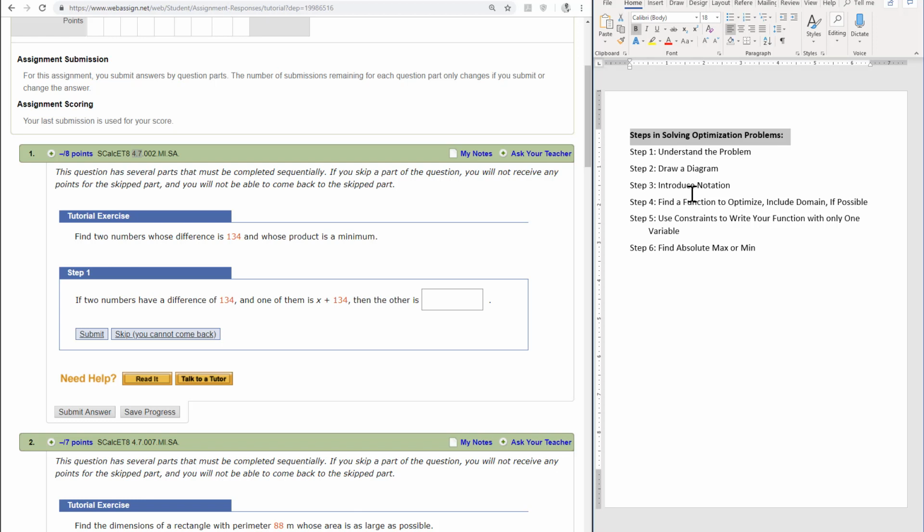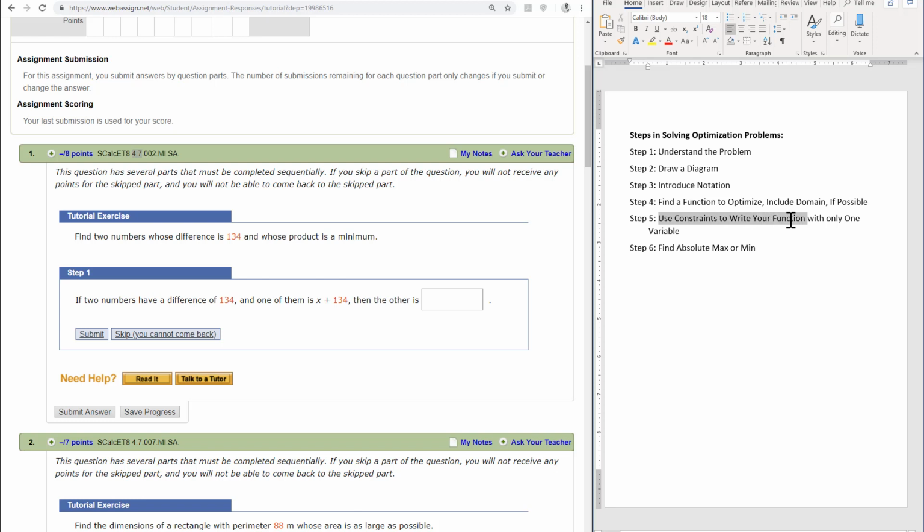In the step-by-step process, it's asking you to understand the problem. If applicable, draw a diagram, introduce notation, and out of the notation you're going to find your function to optimize. This is really one of the keys. If you have a domain that you can include, that would be great also. And then there are going to be some other relationships between your function and the other variables that you defined.